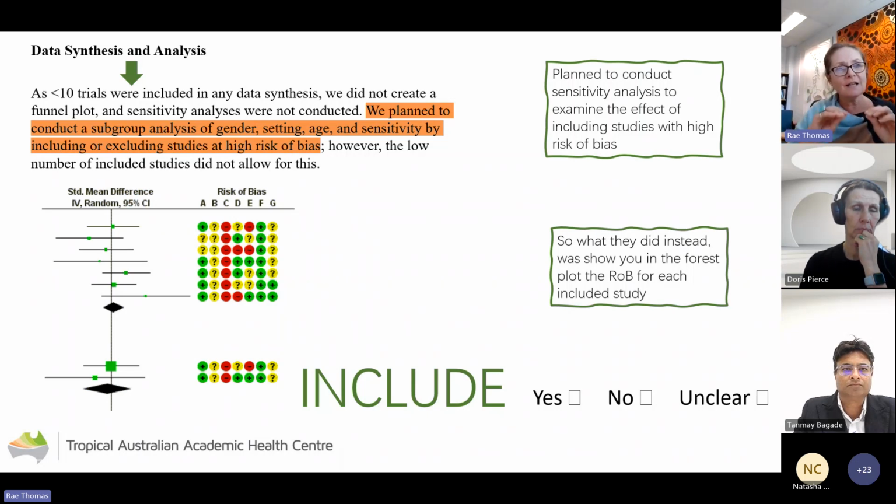So what they did instead, and we'll have a look later, in their forest plot, they gave me the risk of bias for all the studies they included in their forest plot, so I could see what the risk of bias was like in that particular study. So they wanted to include only high quality studies, but they couldn't because there wasn't enough. So instead, they went, here, we'll show you what the risk of bias was for each study, and you can make up your mind. So for include, okay, did they include the studies? Did they think about that? It's a yes from me. They did good there.